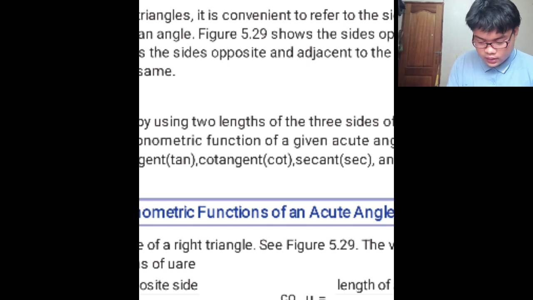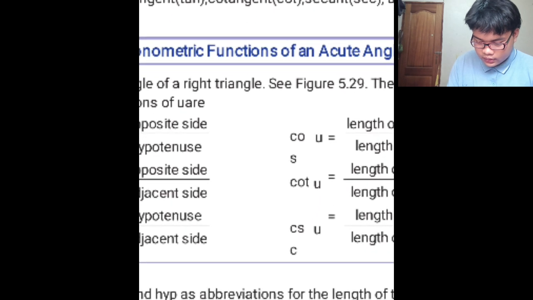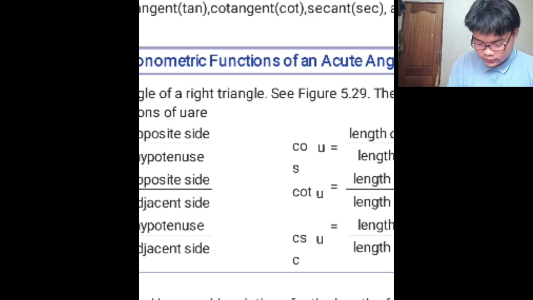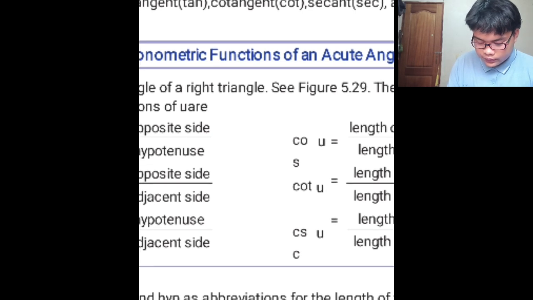The functions are sine, cosine, tangent, cotangent, secant, and cosecant. And we have here the definition of the trigonometric functions of an acute angle: the sine, the tangent, the secant, the cosecant, the cotangent, and the cosine.